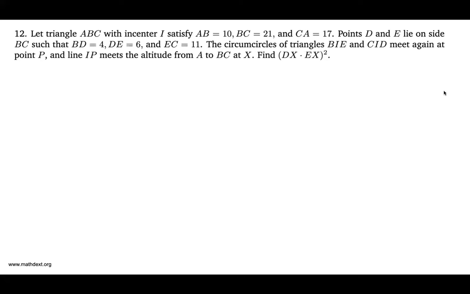The circumcircles of triangles BIE and CID meet again at point P, and line IP meets the altitude from A to BC at X. Find the quantity DX times EX squared.